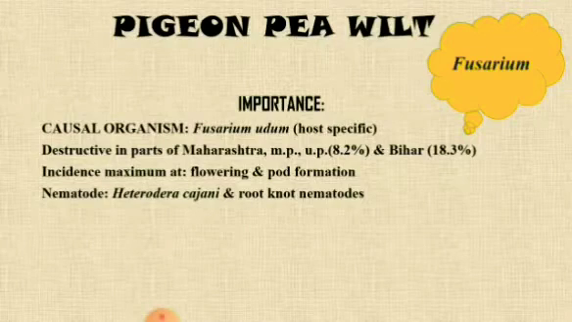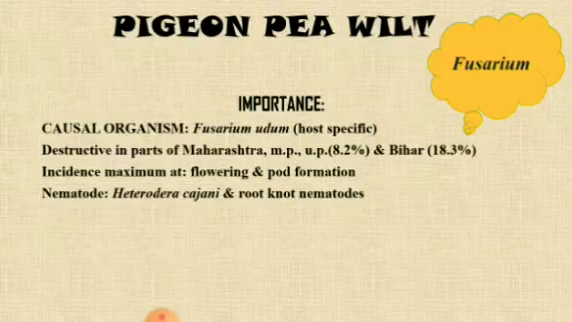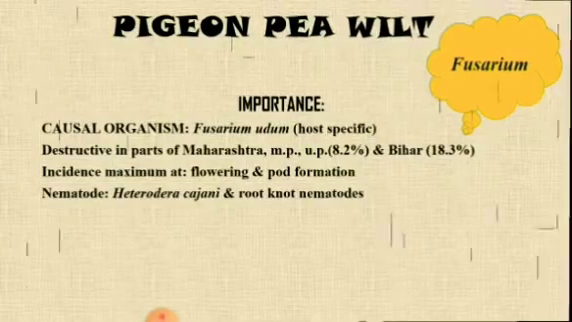There are some critical stages at which the disease incidence is maximum. These are flowering and pod formation. This is because the plant's water supply is hampered, and due to that the flowering and pod formation are also affected. Since the root is infected, it gets weakened, and because of that, nematodes get easy entry inside the root and increase the severity of infection. The nematodes involved are Heterodera cajani and root knot nematodes.